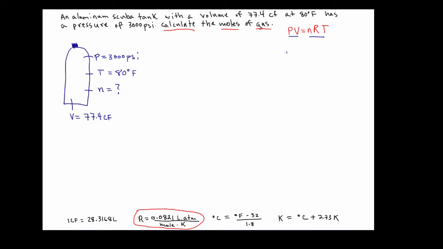So the first thing I'm going to do is flip this equation around, so it's nRT equals pressure times the volume. Then we're going to divide both sides by RT, because we want to get the moles by itself. We see that the RTs on this side cancel out. So we're going to have n equals pressure times the volume over RT. So there's the formula that we're going to be using.